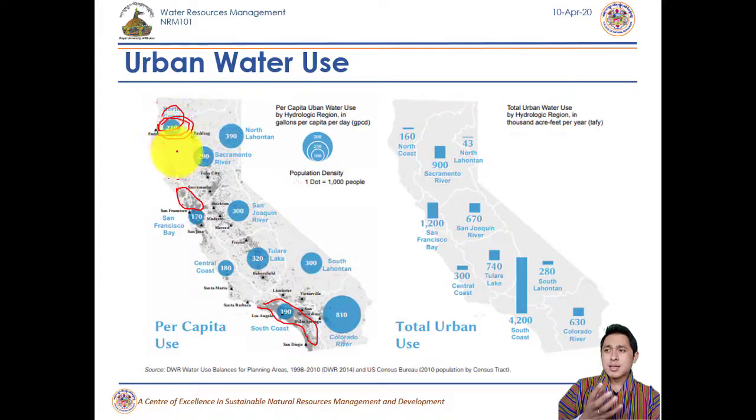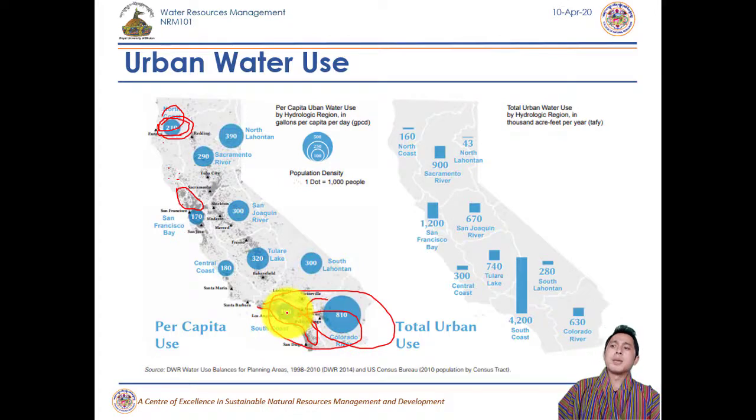It's very less dense. The gray black dots are very sparse, so it's only 210. However, in the Colorado River and the south coast area, because the density is quite high, again the water consumption is quite high. So wherever the urbanization is high, you definitely can see that the water consumption is quite high.